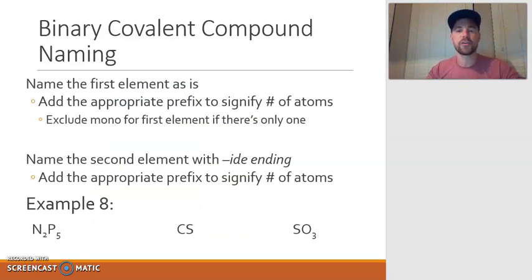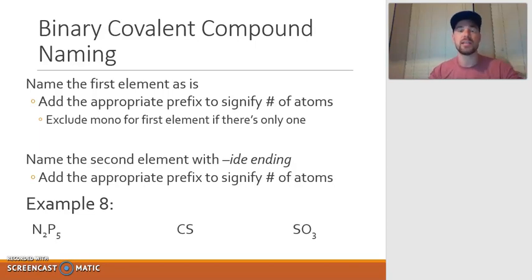When you're naming the first element, name it as is. So whatever the element is based on the periodic table, we name it just like that. But what we'll do is we'll add a prefix indicating how many of that element there is. If there's only one atom of the first element, you do not need to include the prefix mono. Just leave it without a prefix.